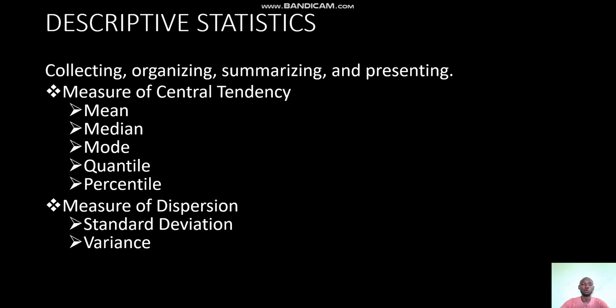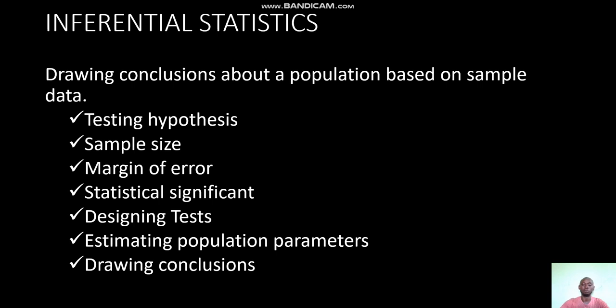And from there, we'll also look at the measure of dispersion. That is, how close are the observations, that is the data collected, or how dispersed, that is how far apart are those data. And under measure of dispersion, we look at standard deviation and variance. But in this lecture, we are going to dwell more on descriptive statistics because most organizations do more of descriptive statistics than inferential statistics.